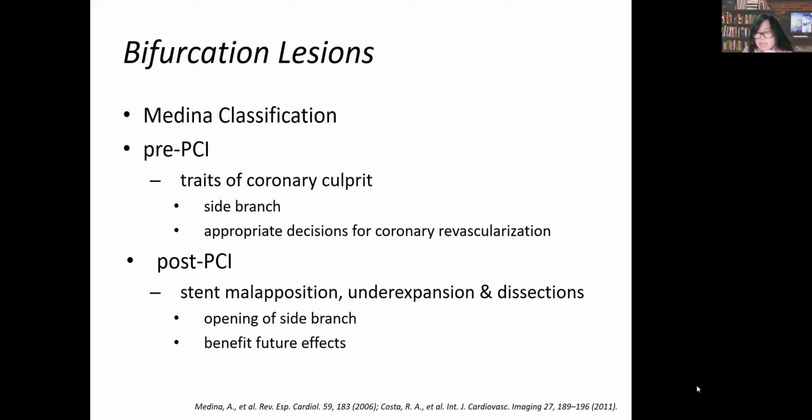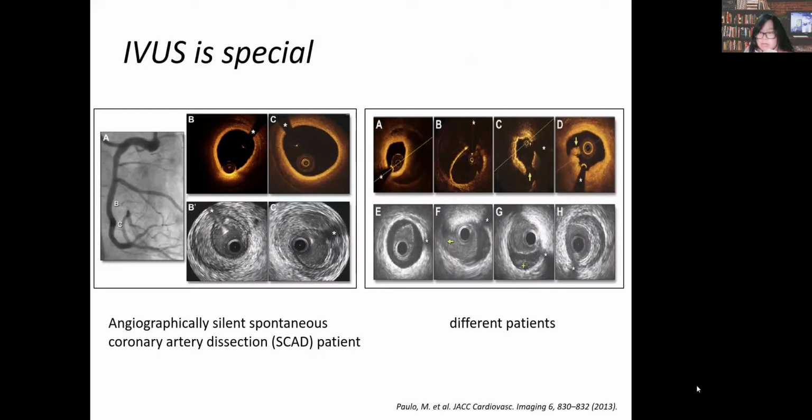Medina classification has been widely adopted from an angiographic perspective in bifurcation lesions. IVUS in bifurcation lesions at pre-PCI is able to describe the traits of the coronary culprit in detail, particularly associated with the side branch, making appropriate decisions for coronary revascularization possible. At post-PCI, IVUS helps to evaluate stent malposition, underexpansion and dissections, especially near the opening of the side branch, which may benefit future outcomes.